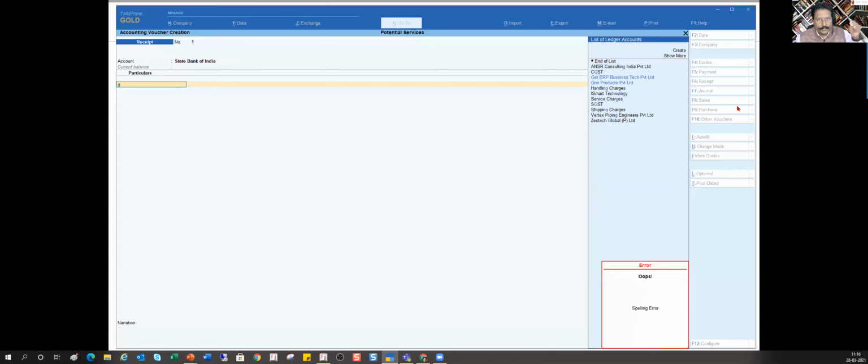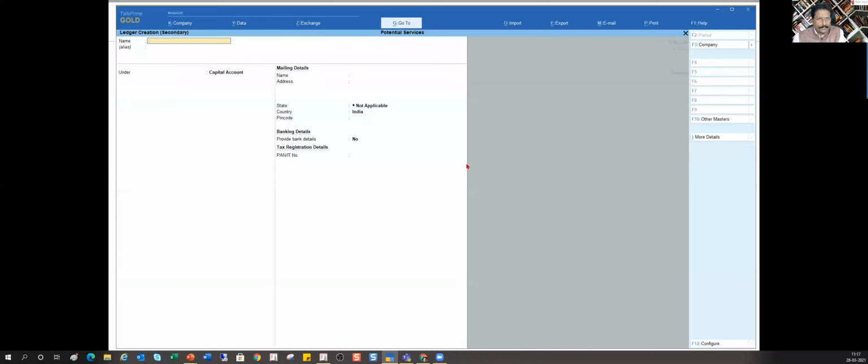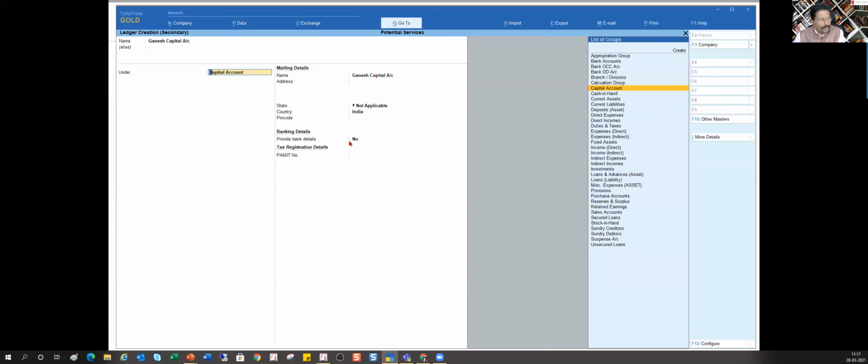Now here, if you notice, Ganesh's account is not created. So what I'm going to do is, you have this create button. So you can click here create, or the keyboard shortcut. We had discussed various keyboard shortcuts. So I can press Alt C, and then it takes me to Ledger Master creation. So I'm going to say Ganesh capital account, enter. So this is going to be under capital account, right?